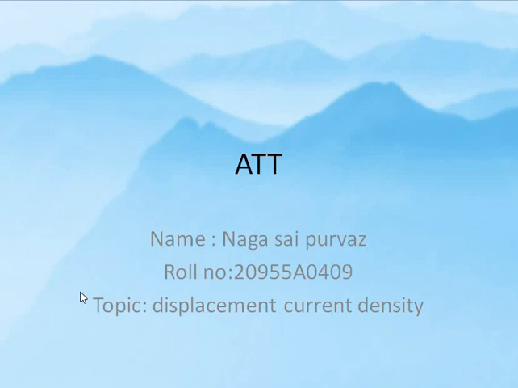My topic is the displacement current density. Definition of displacement current density. Before going on to current density in the electromagnetic field theory subject, we have to know what is current. What is current?